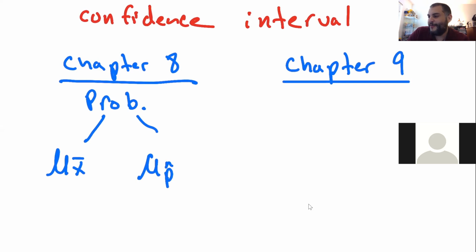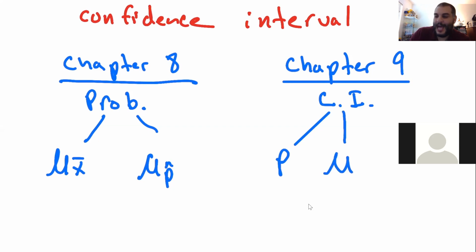In chapter 9, we're going to be doing CI. CI is a shorthand representation of confidence interval. So we're going to be doing confidence interval for different parameters. The first parameter that we're going to be working on is your population proportion. Then the second parameter is the population mean. And then the last one is standard deviation.